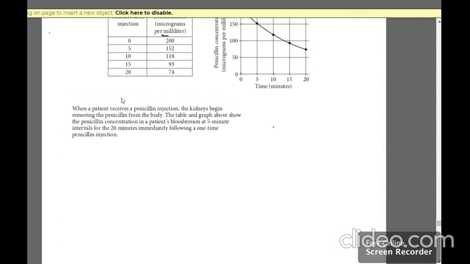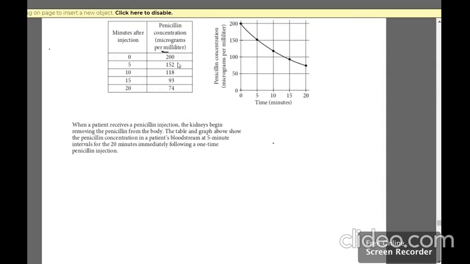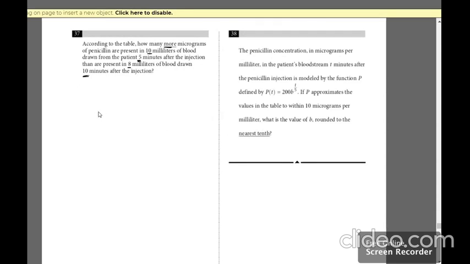So when we look at the first table, 152, that is at 5 minutes, and at 10 minutes we have 118. So 152 multiplied by 10 will give us 1520, and 8 milliliters after 10 minutes, that is 118 times 8, will give us 944. Upon subtracting these two, 1520 minus 944, that is our required answer, which is 576. So that is what we have for question number 37. The answer is going to be 576 more micrograms of penicillin.